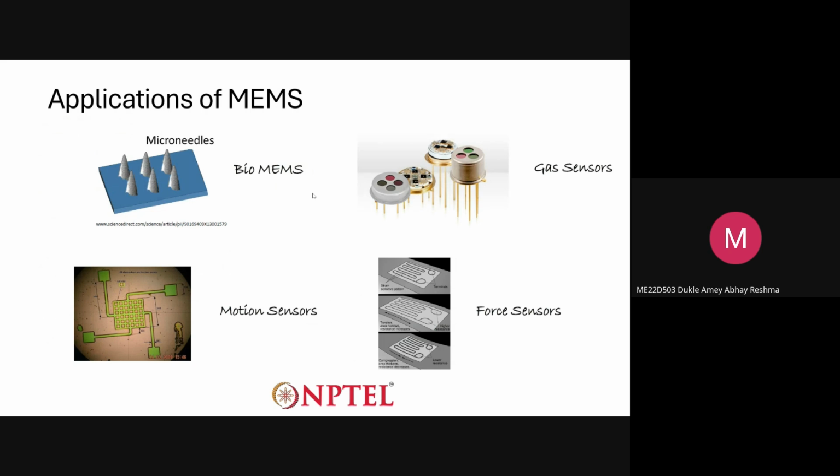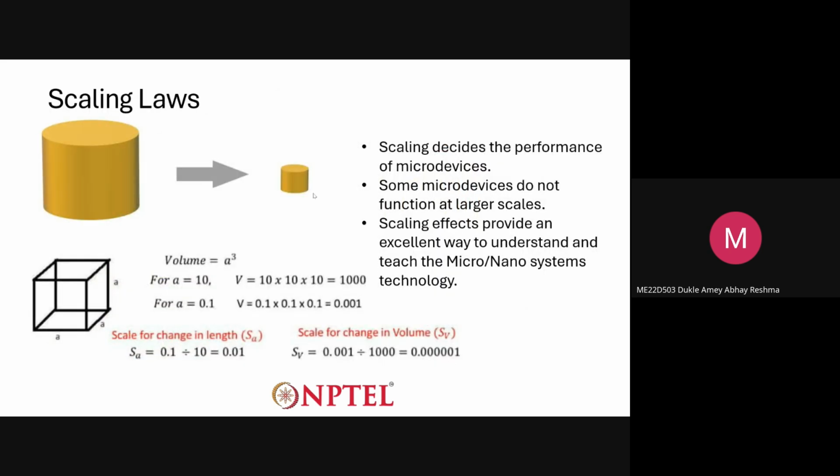Now since we know the applications, we come to why MEMS. We could have used the normal sensors also, right? We can use a micro scale sensor. Why are we coming to the MEMS level? From here you can see that when you scale down something, you need less space. When there is less space, there is less heat being generated. So it provides good thermal properties.